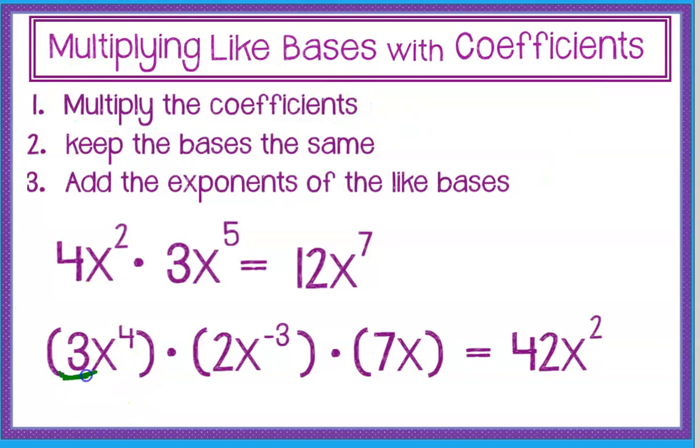So for this one, I have 1, 2, 3 coefficients, and those coefficients are 3, 2, and 7. 3 times 2 is 6. 6 times 7 is 42. X, x, x, I keep the base the same. Now be careful. The powers are 4, negative 3, and 1. 4 minus 3 is 1, but 1 plus 1 is 2.